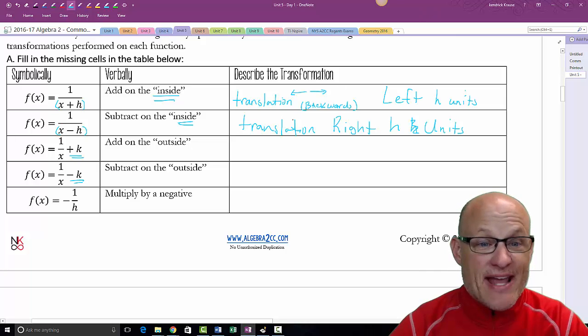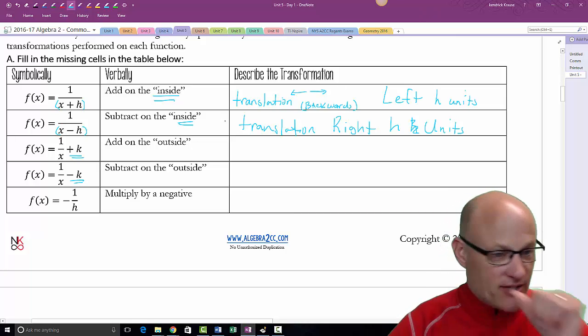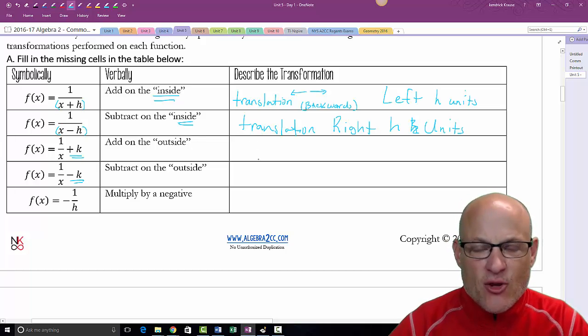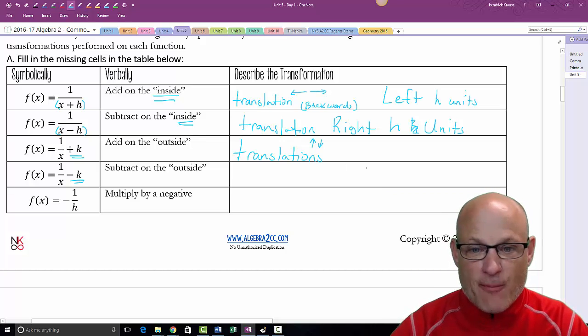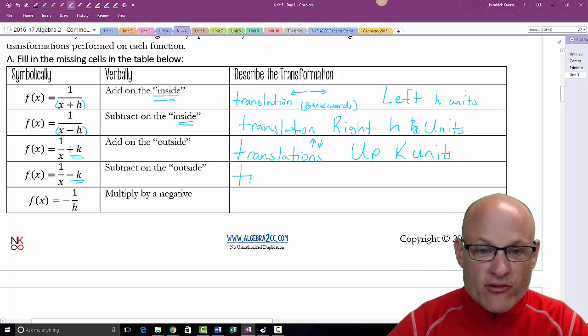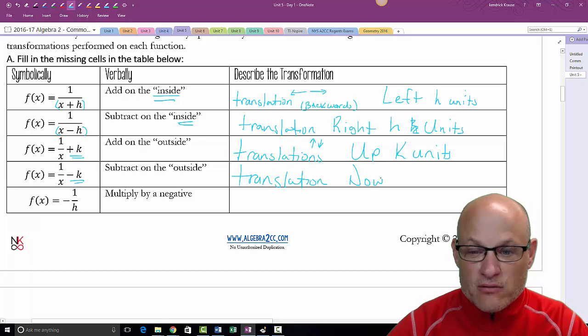Now for the ones that are on the outside or away from the x, those are just normal, but this is going to be translations. These are going to be translations up and down. So when it's away from the x or on the outside, it's going to be up or down. And then it's just normal. So if I'm adding k, we're going up k units. Translation down k units. Any of this make sense to you all?